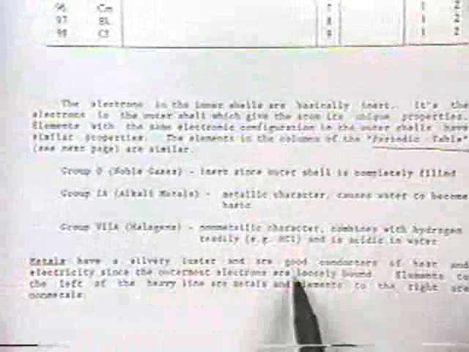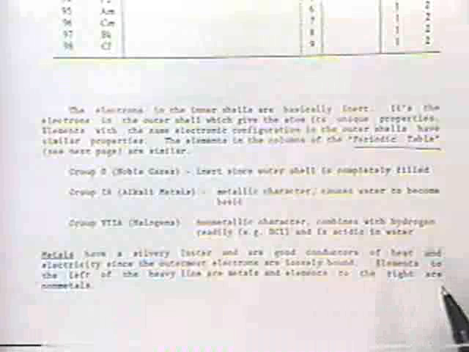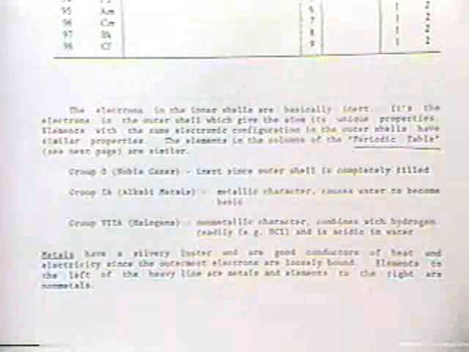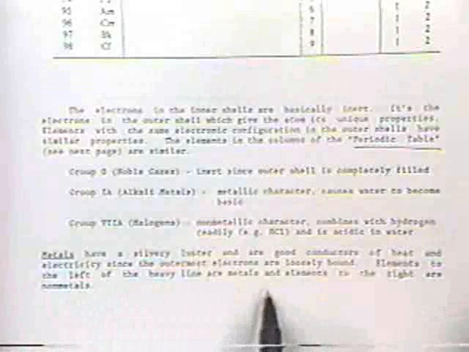Now, I've been throwing around the word metal without really defining it very well. Metals are defined to have a silvery luster. They're good conductors of heat and electricity because the outermost electrons are very loosely bound, and it's easy for them to flow by putting a voltage gradient on them, for example. Elements to the left of the heavy line are metals, and elements to the right are nonmetals.